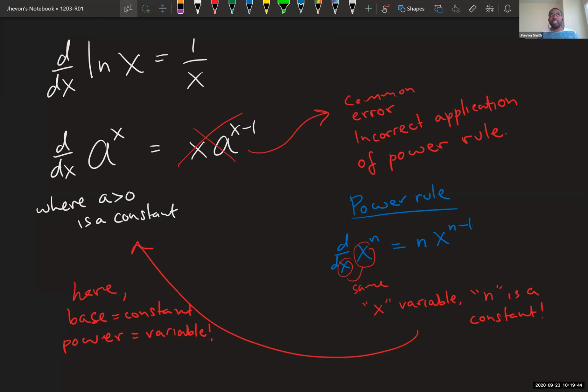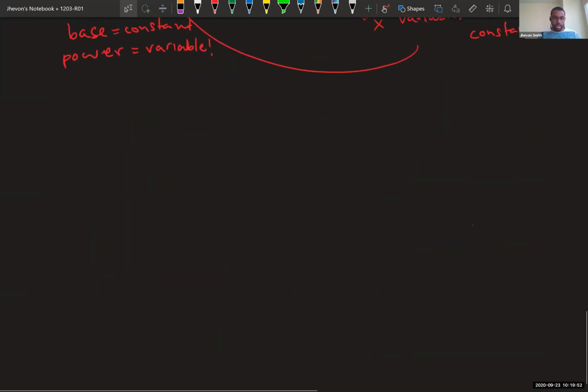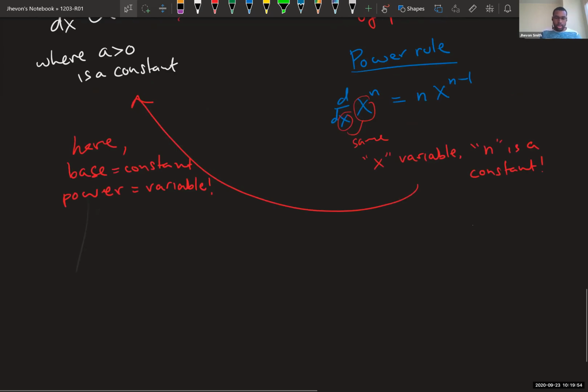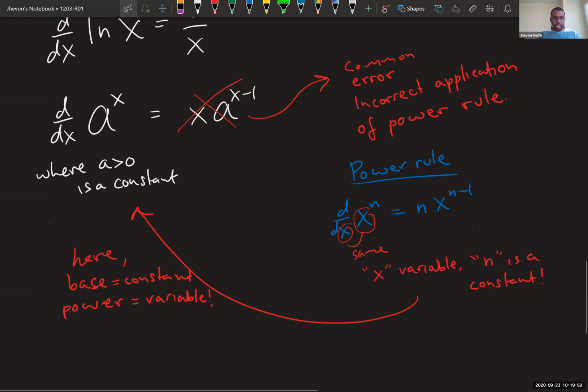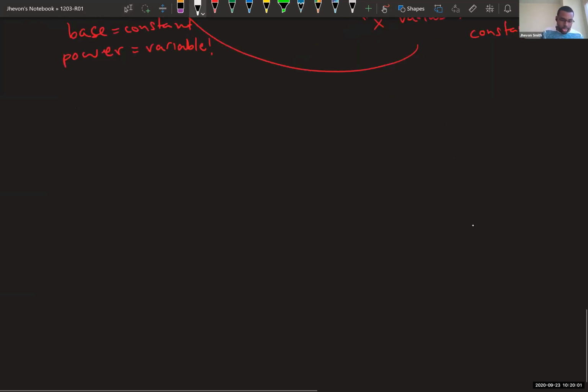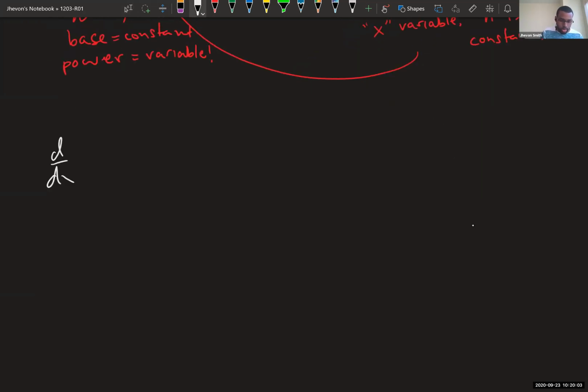No, the power rule is very specific, and the left side of the rule tells you in what situation this applies. So here, it's a whole other rule. And I'm going to do some examples so you can actually see the difference in applications here. So what is the actual rule? Does anyone remember?